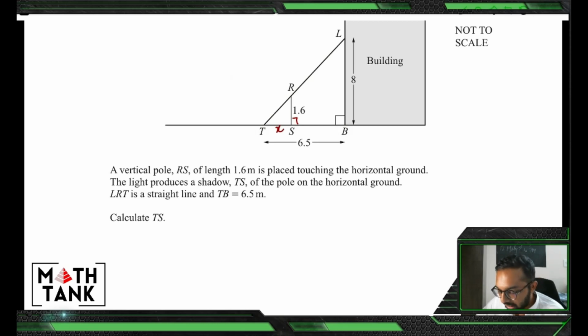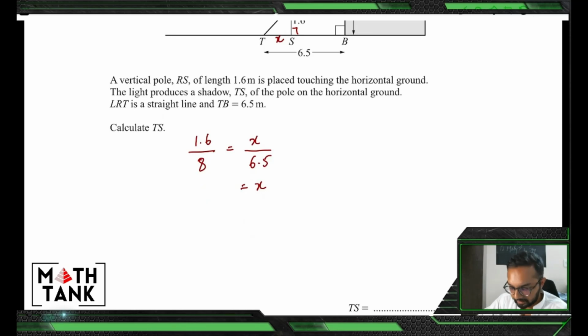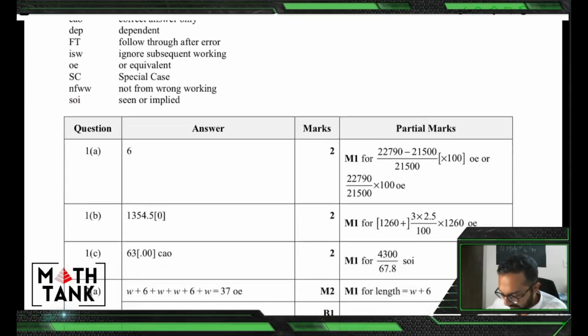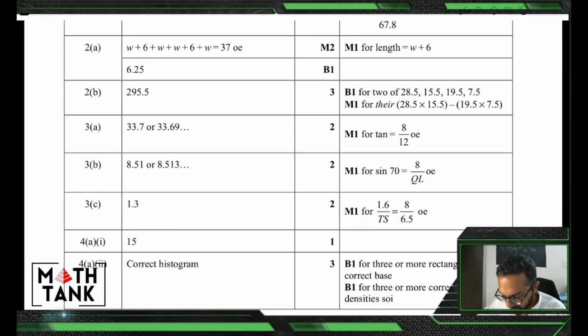So when you have similar triangles, the ratio of their sides is the same, which means that this perpendicular to the bigger perpendicular, 1.6 over 8, is going to have the same ratio as the smaller base to the larger base. So X over 6.5. This is just about cross multiplying then. So 1.6 times 6.5 divided by 8. So that gives me 1.3 meters. Okay, let's check if that is the correct answer. Okay, 1.3.